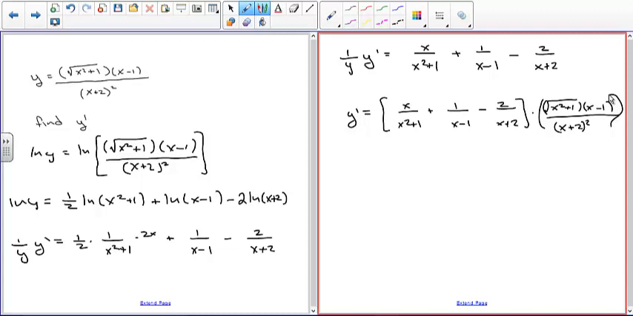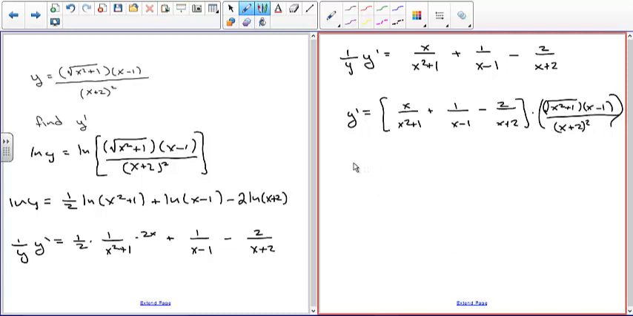Okay, so there's the answer. So the chain rule says you multiply this by 1 over this times the derivative of this, 1 over this times the derivative of that, which is 1, and then minus 2 times 1 over that. And then you multiply by y. I substituted y back in.